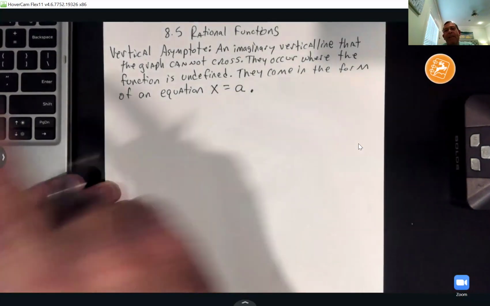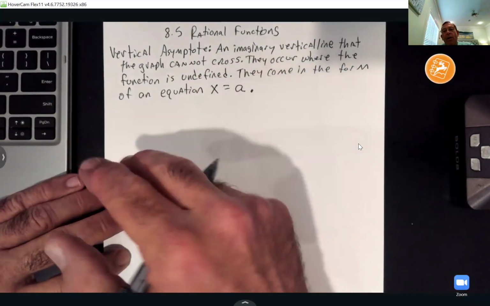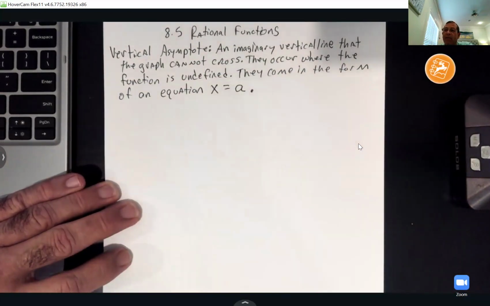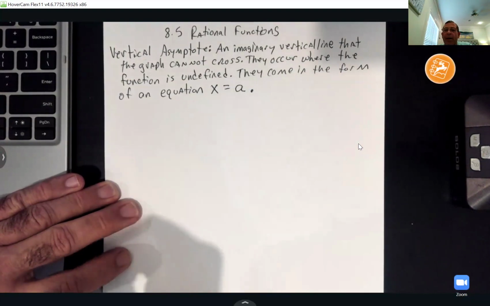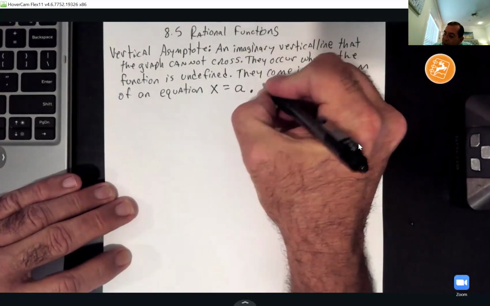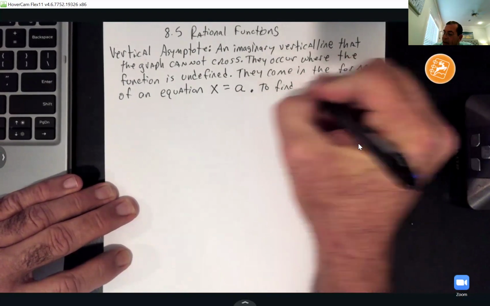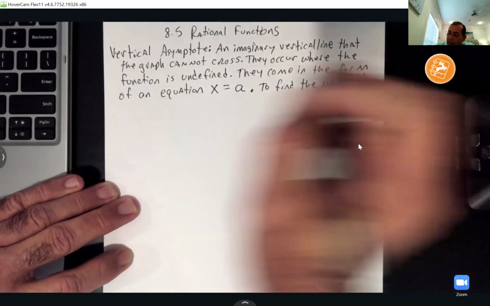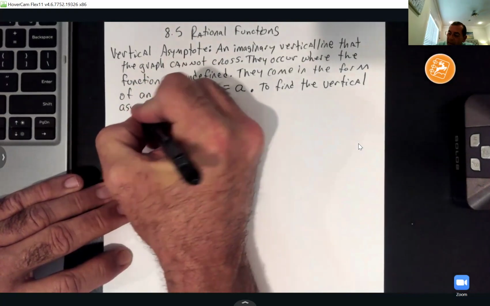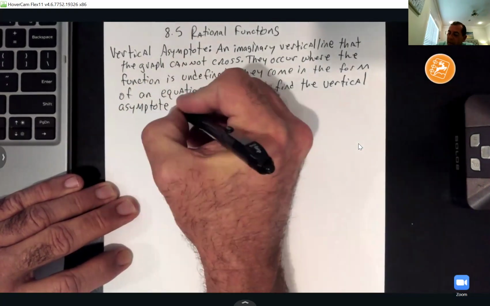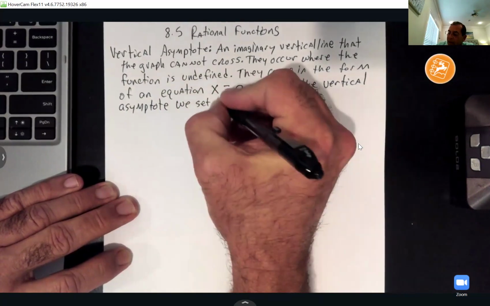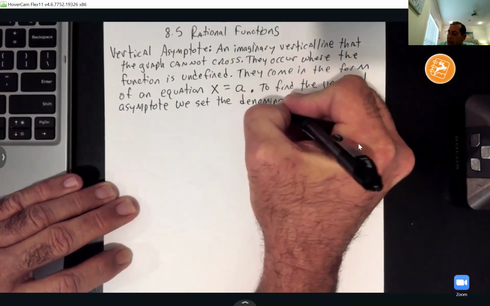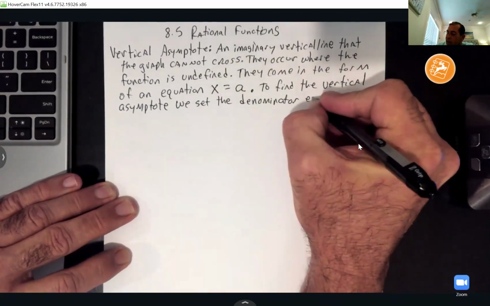So that means since they happen where the graph is undefined, we find them the same way we found our domain. We set the denominator equal to 0. So to find the vertical asymptotes, we set the denominator equal to 0.